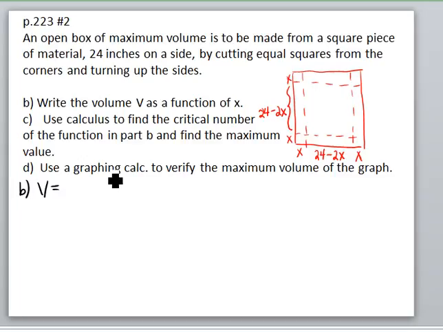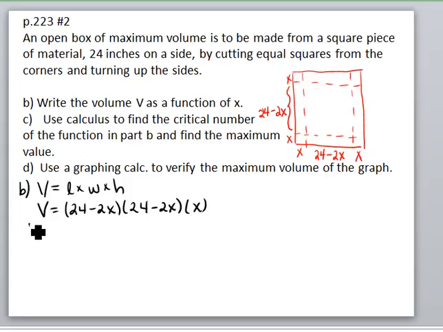So V is going to equal, remember, length times width times height is the volume formula. So V is equal to, the length would be 24 minus 2x. The width is 24 minus 2x. And the height is x. So I'm going to go ahead and write this as x times (24 minus 2x) squared. And I will go ahead and take this derivative.